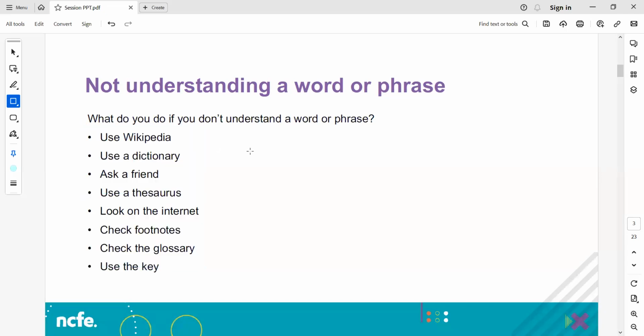So we've got a selection of things you could use. Reference tools: Wikipedia, dictionary, you could ask someone else, thesaurus, look on the internet. So use Google. Get the glossary if there is one in the document that you are reading, and use the key again if there is one. So they're all sources of reference that we can use to help us.